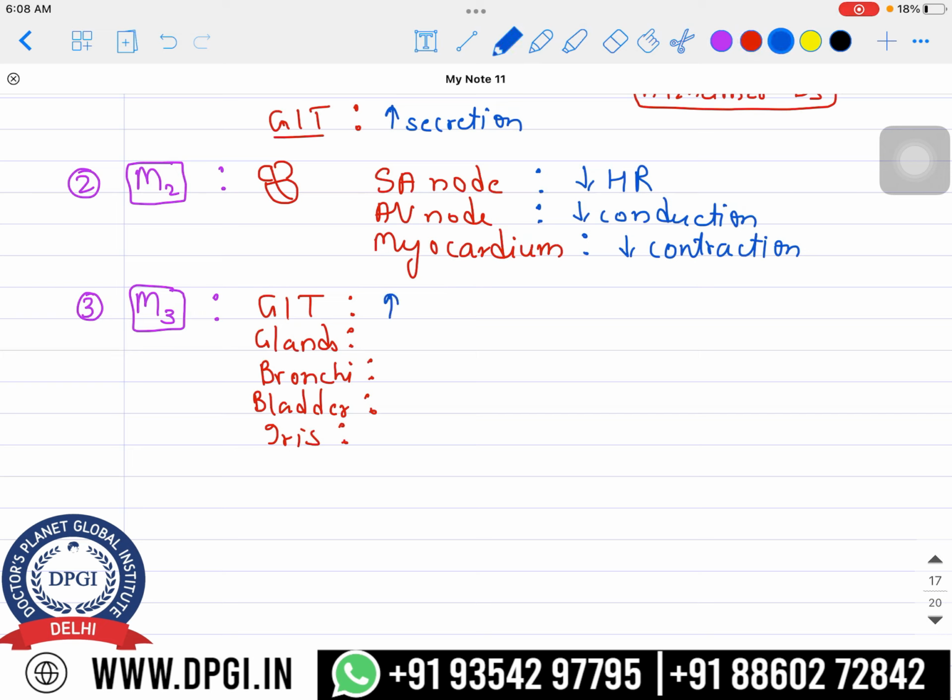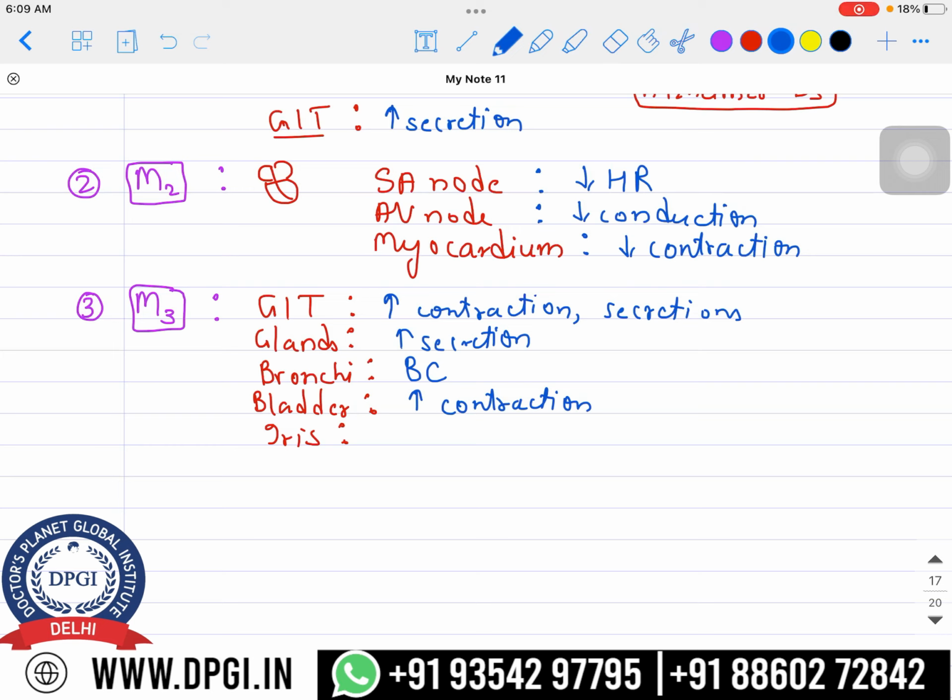And over there, what will it be doing? Increasing secretions, increasing contraction, all of those things. In the glands, it is again increasing the secretion, right? In the bronchi, it is causing constriction, so it will cause bronchoconstriction. I'm just writing BC over here. In the bladder, it is increasing the contraction again, so more urine will be passed, like that.